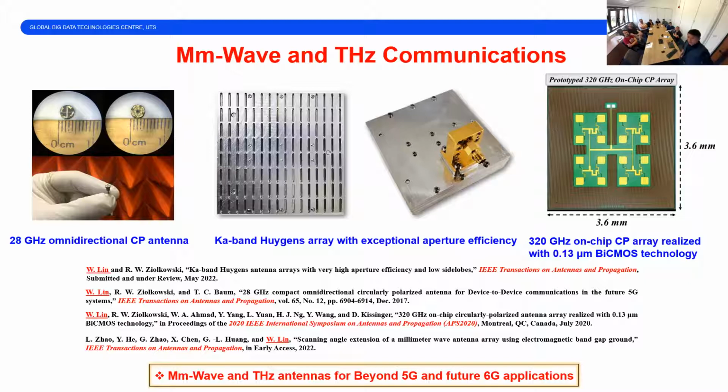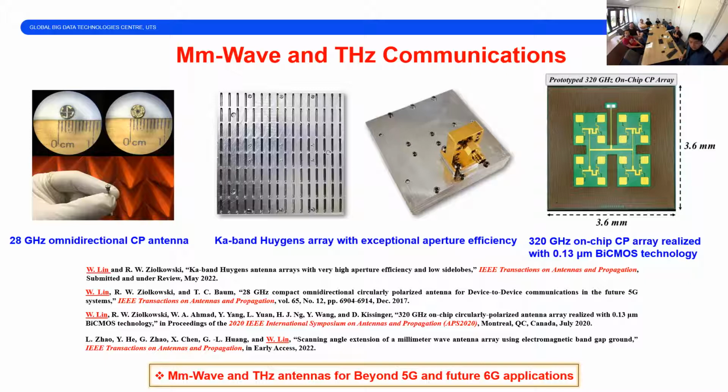And this one is our recent work, still under review. This is the high aperture efficiency antenna array. We achieved almost 100% aperture efficiency. I think it's the highest in the world. So what we do is also based on the Huygens concept. The basic element of the Huygens design comes from the rectangular waveguide.